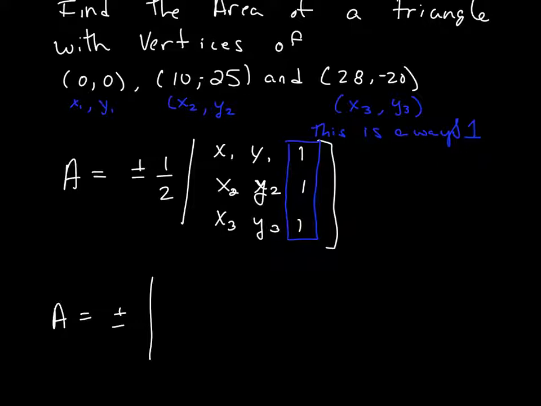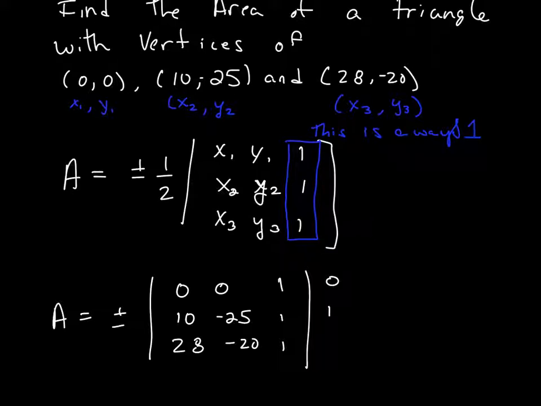My first point here is 0, 0. My second point here is 10, negative 25. And my third point is 28 and negative 20. Remember this last column being all ones. Now I'm going to do this with the idea of diagonals. So I'm going to copy over my first 2 rows. That gives me 1, 10, 28, and 0, negative 25, and negative 20.